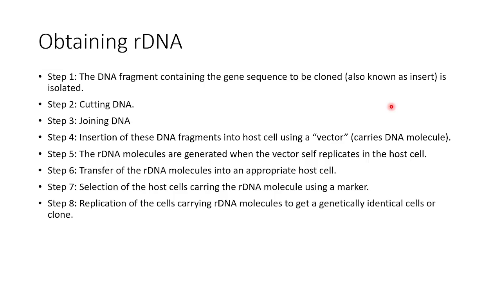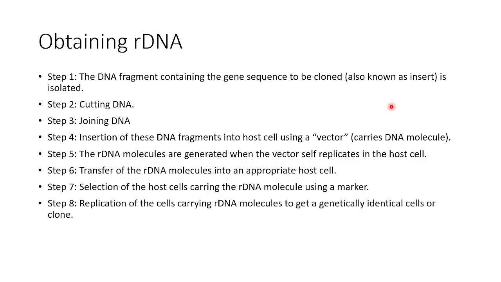So the process of rDNA is very simple. I have put it up as steps. The DNA fragment containing the DNA sequence to be cloned is known as the insert, and that is isolated. You cut the DNA, then you join it using a ligase enzyme. The insertion of the DNA fragment into the host cell is done using a vector. Now the rDNA molecules are generated when the vector self-replicates in the host cell.